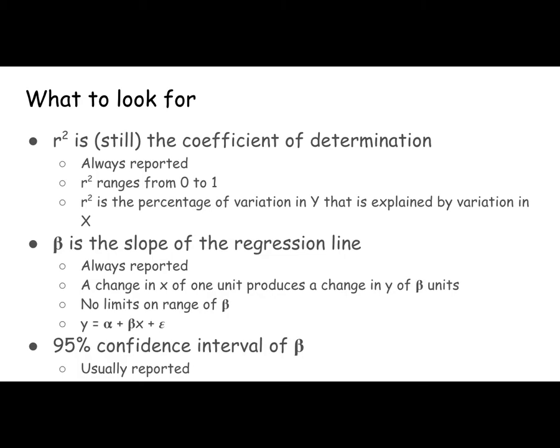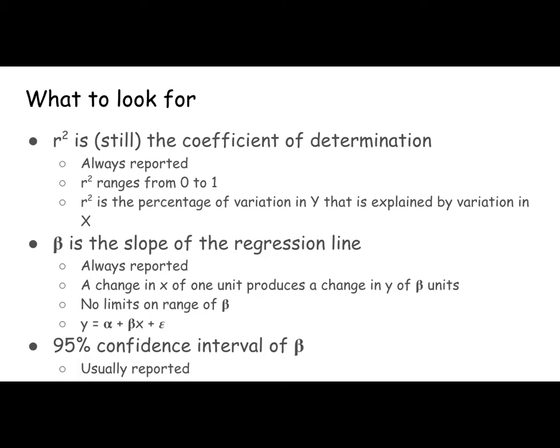And when you're reading the paper, the things you're looking for are r squared, which is always going to be reported in a paper that uses regression. It ranges from 0 to 1, and they will sometimes say, instead of r squared, the percentage of variation in y that is explained by variation in x. They're still talking about r squared.